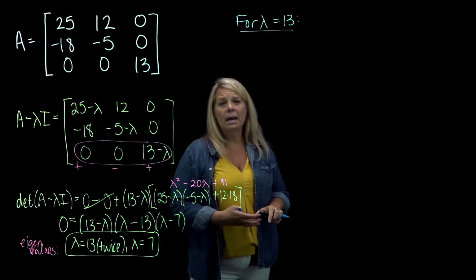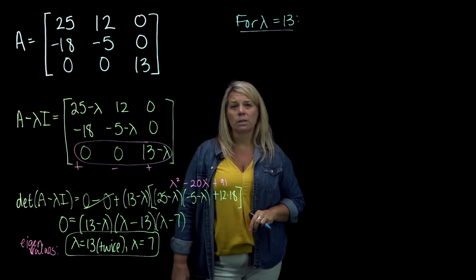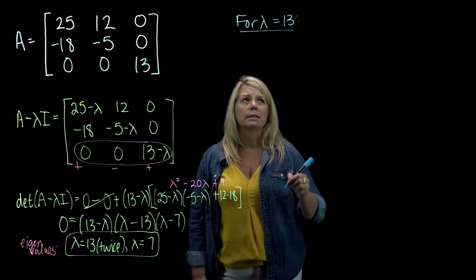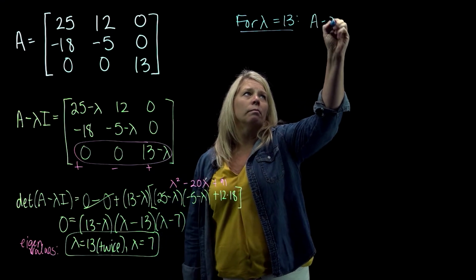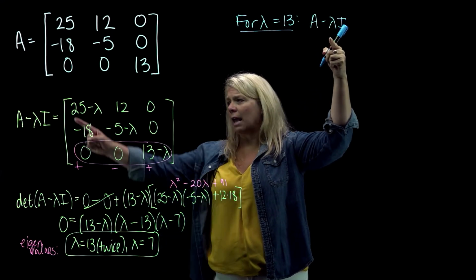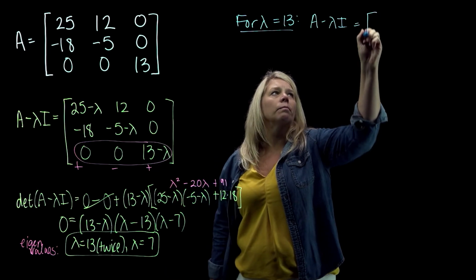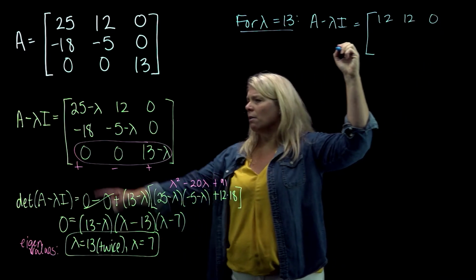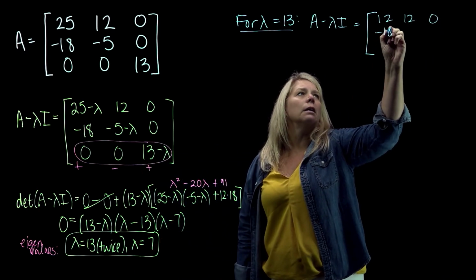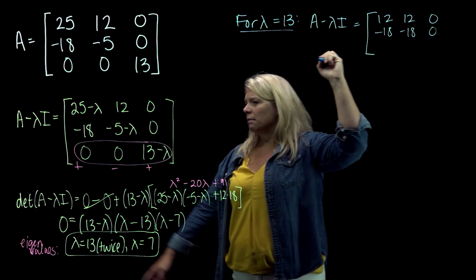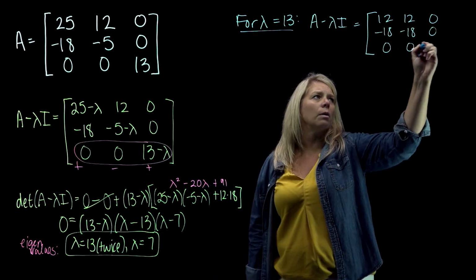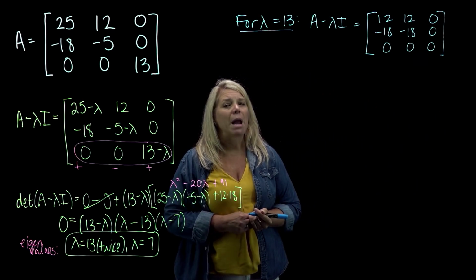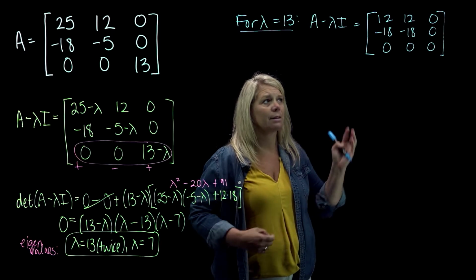To find the eigenvectors that go with lambda equals 13, the first thing I want to do is put 13 into my A minus lambda I. So I'm putting in 13 for lambda here. So 12, 12, 0, negative 18, negative 18, 0, and then the bottom row will all be zeros. And what I want to do is find a basis for the null space of this matrix.